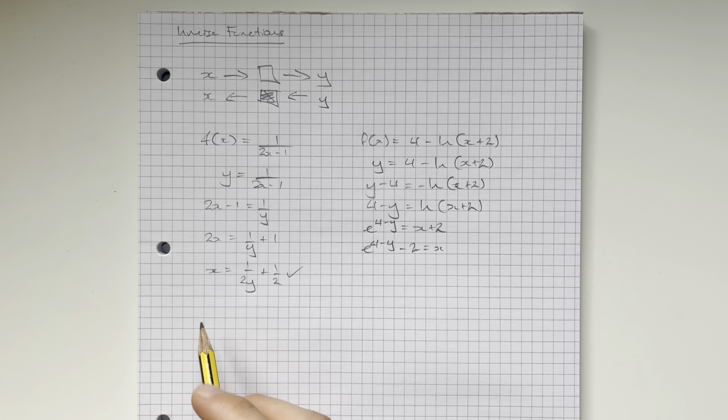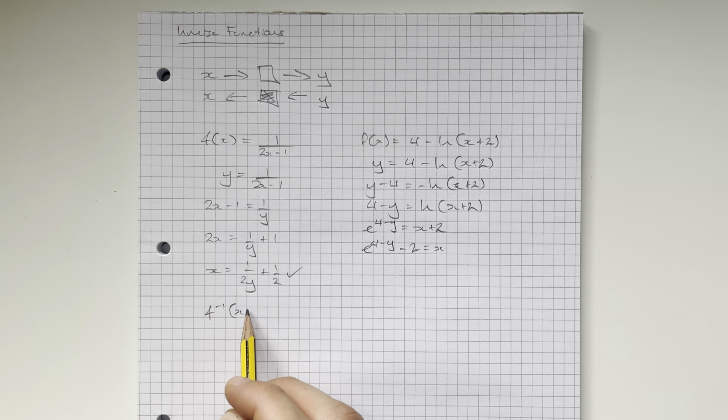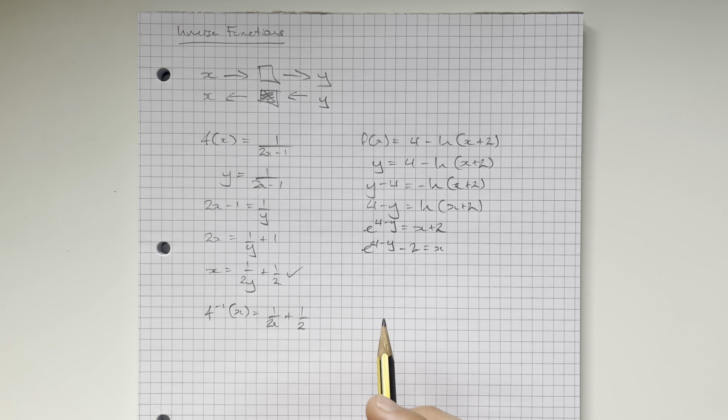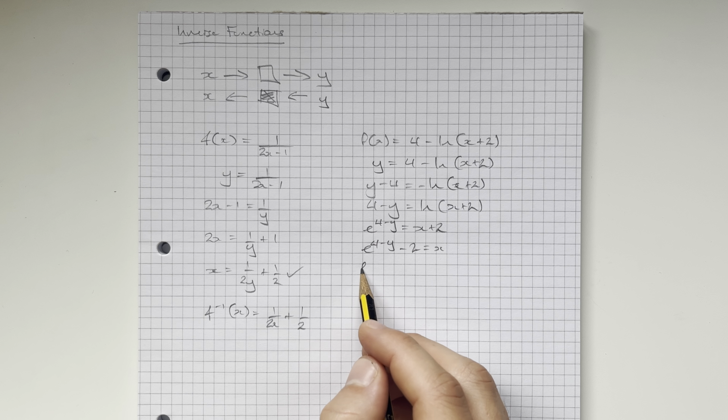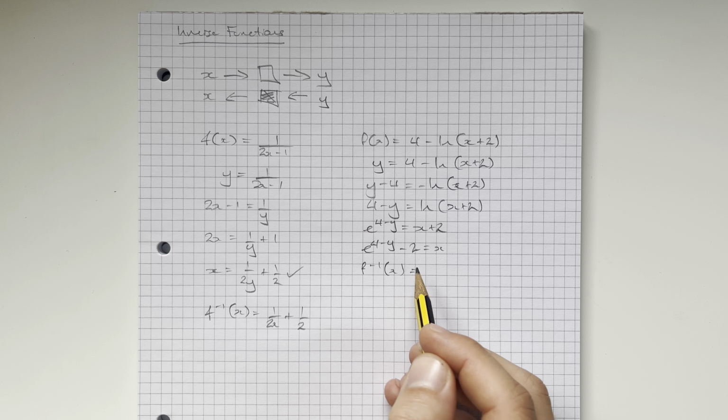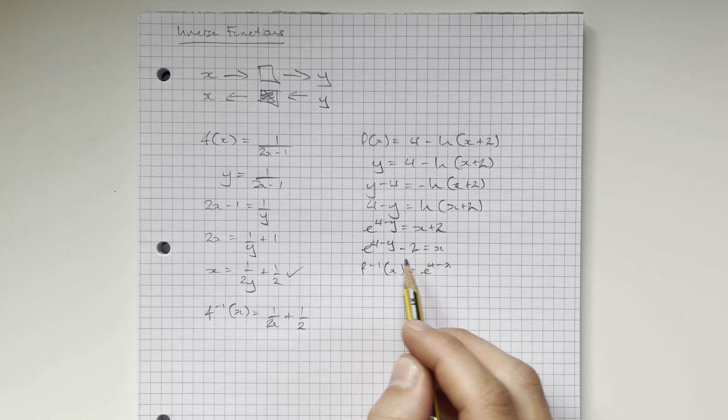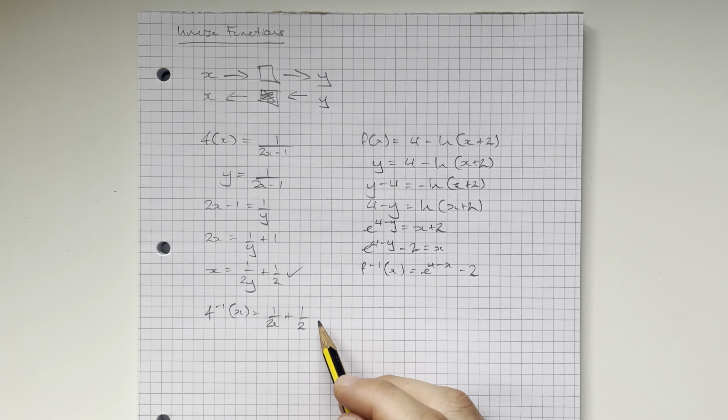Now at the end of both we need to relabel it. On this one we're going to have f to the minus 1, which is the symbol for the inverse function, f of minus 1 x, and this is going to be equal to 1 over 2x plus 1 over 2. We just change the y's to x's, so we swap the symbols basically. Same thing over here, x is equal to this thing, so we want f minus 1 of x to be equal to e to the 4 minus x minus 2. Beautiful.